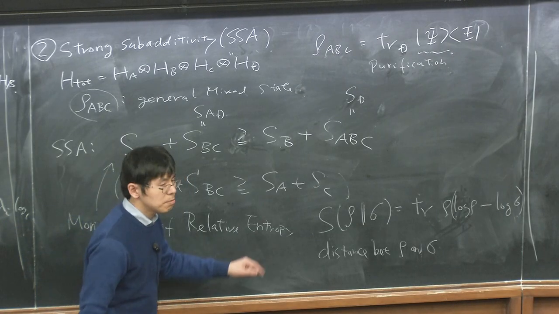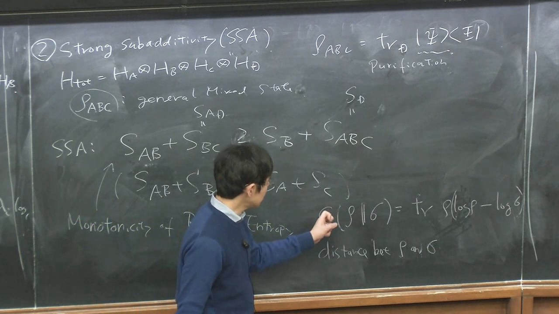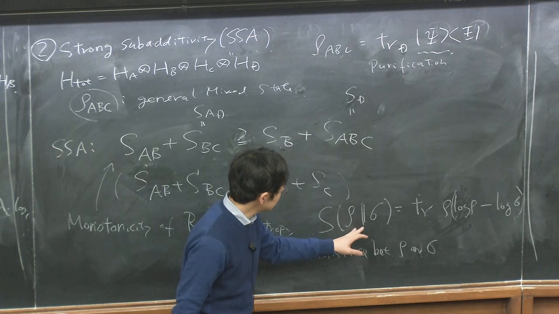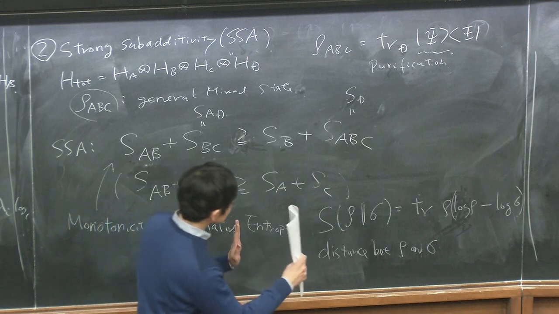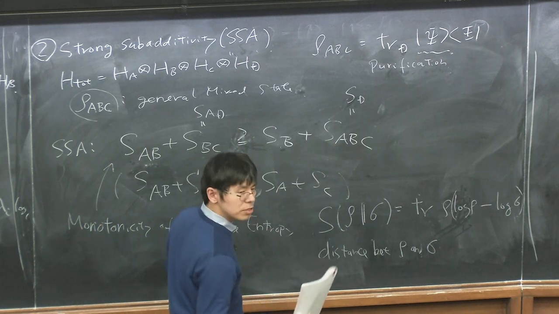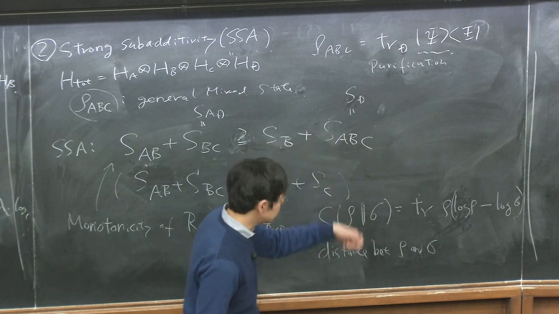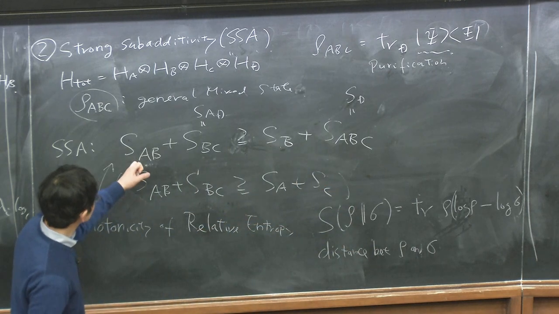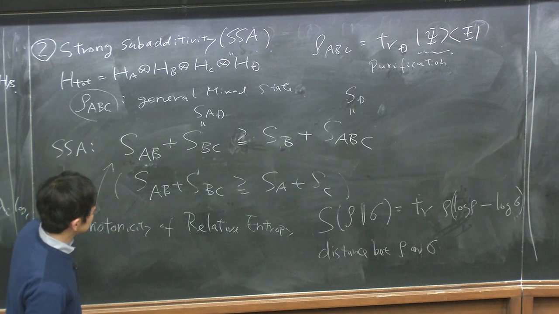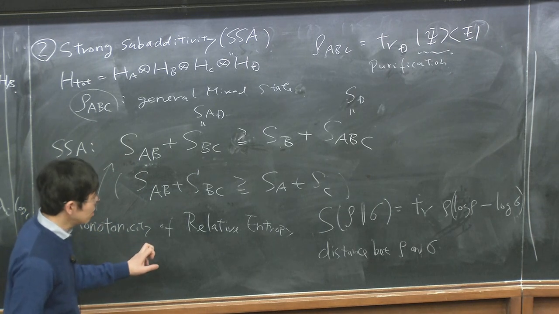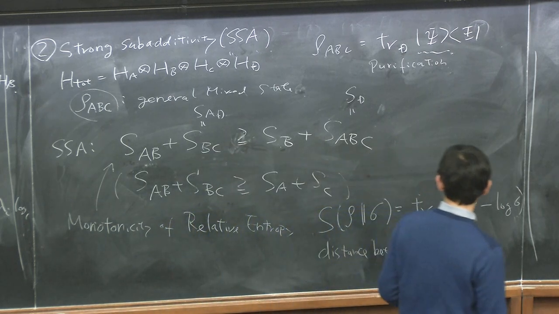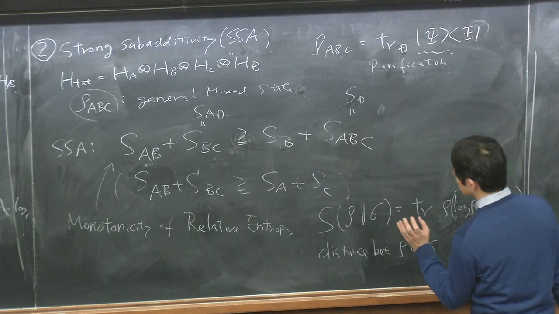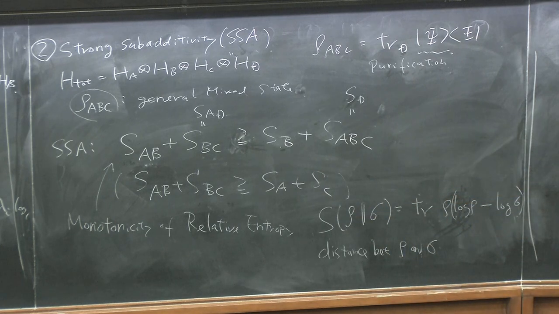The monotonicity means that if we coarse grain, that means tracing out some part of rho or sigma, then the distinguishability is reduced, because we lose some information. And indeed, this quantity decreases. That inequality is known to be equivalent to strong subadditivity. But this monotonicity says something more. Not only tracing out, but we can act with any other physical operation, and this is always monotonically decreasing. So this is stronger compared with strong subadditivity.